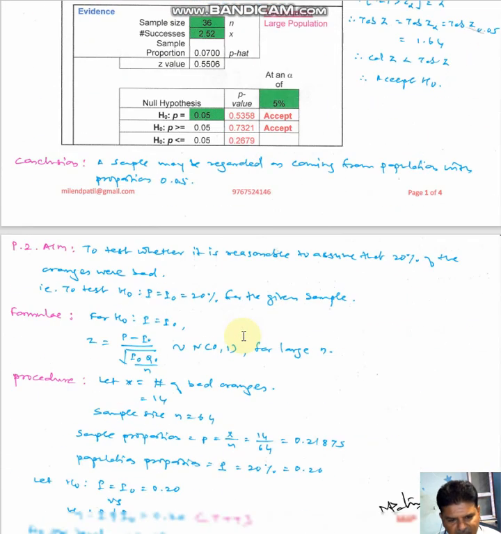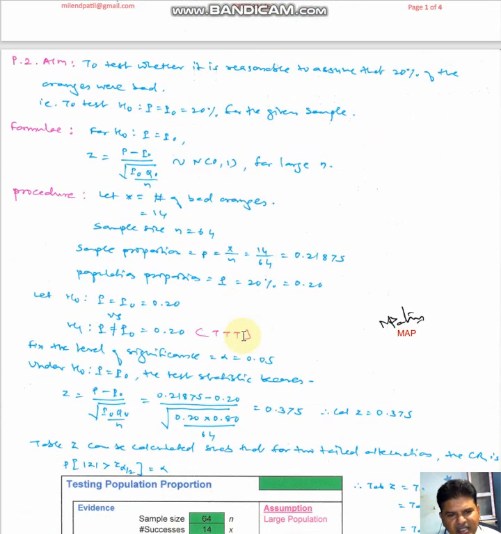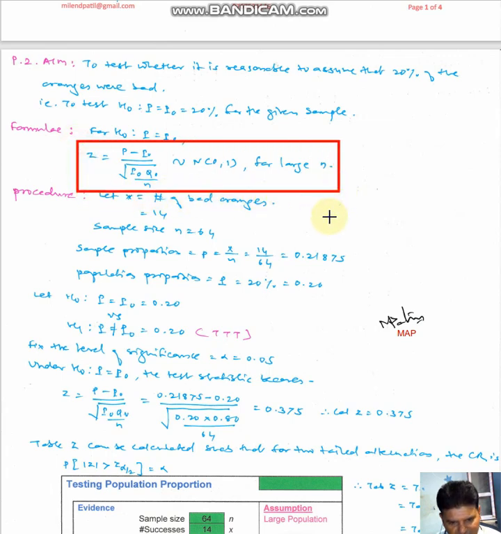What is the second example? What is the aim in this case? To test whether it is reasonable to assume that 20% of the oranges were bad. The values are given. H naught is P equal to P naught equal to 20%. The formula remains the same, because the value of n is 64, so it is a large sample test.